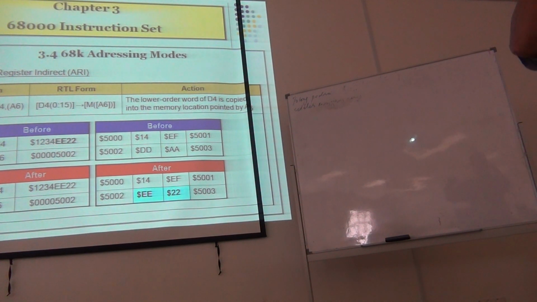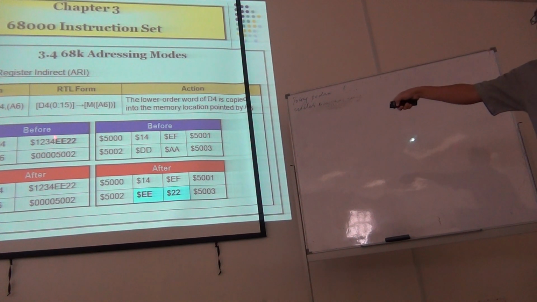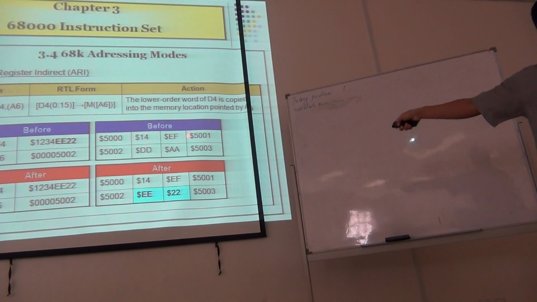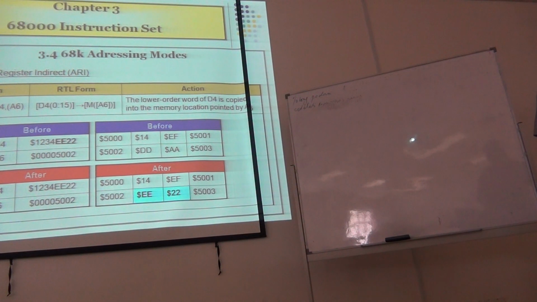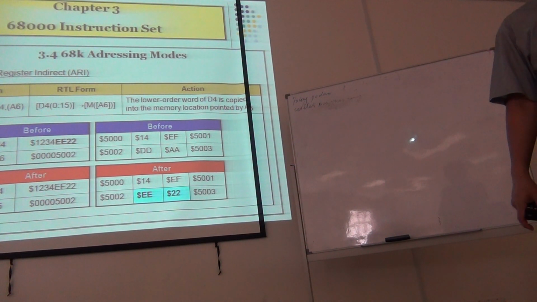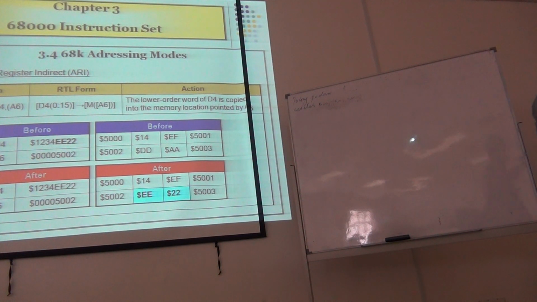Okay, that's the bracket. So, take this one, EE22, put over here in the memory. Memory 8 bit saja. That's why ada 2 digit saja. Each location is 8 bit. Okay, next.